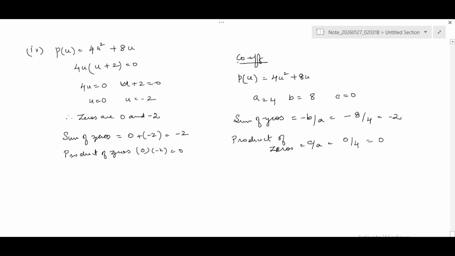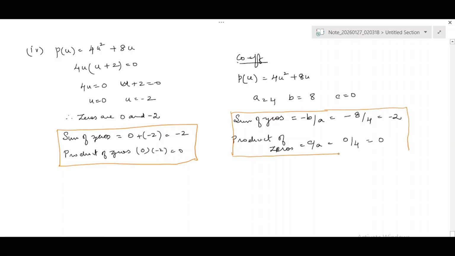So this will be 1, this will be 2. So from 1 and 2, the relationship between zeros and coefficients are verified.